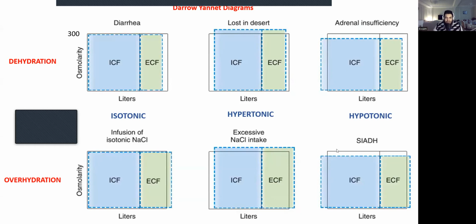Okay. Last case, hypotonic overhydration. You see, the concentration is below normal. This dotted blue line is below normal concentration, but it is overhydration. So ECF is overhydrated, but ECF is hypotonic. So water will go from hypotonic to hypertonic. Water will go from ECF to ICF. So that's why ICF is also increased.